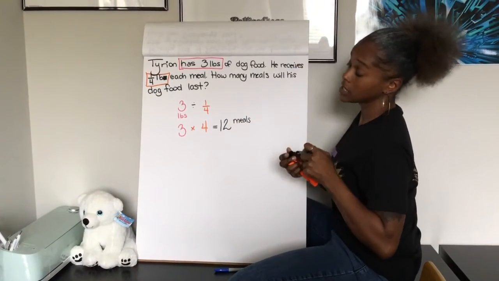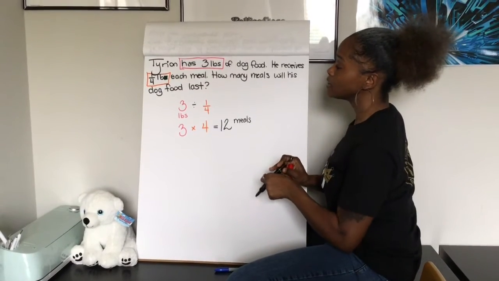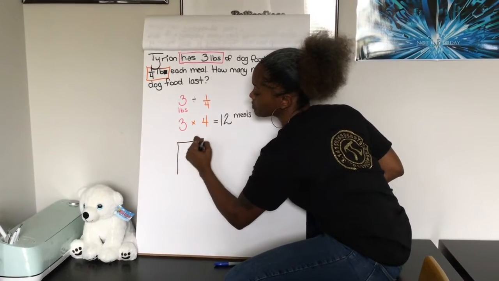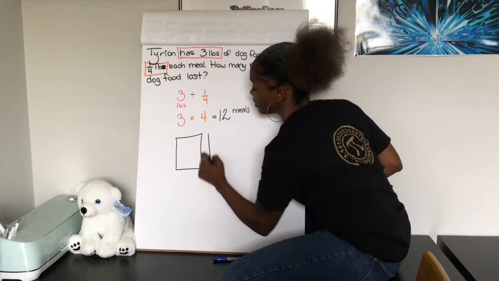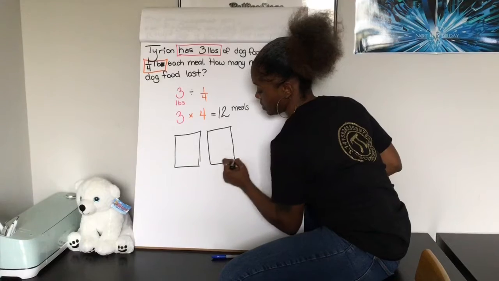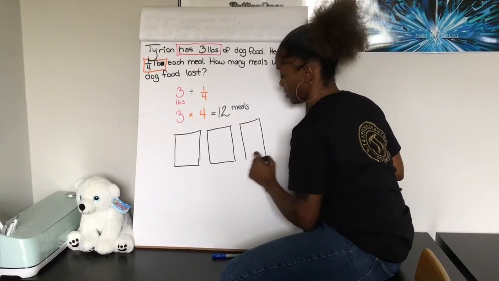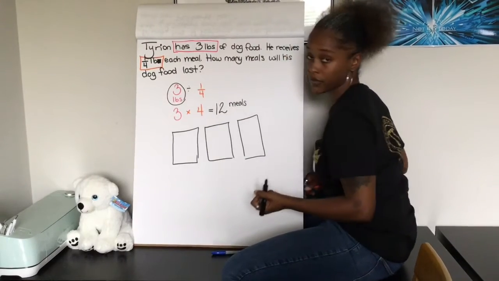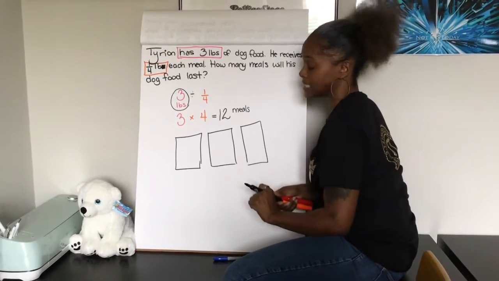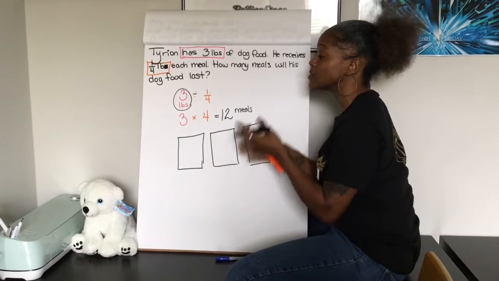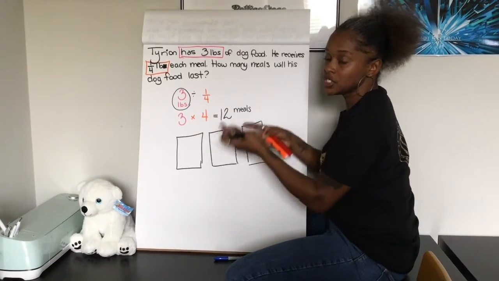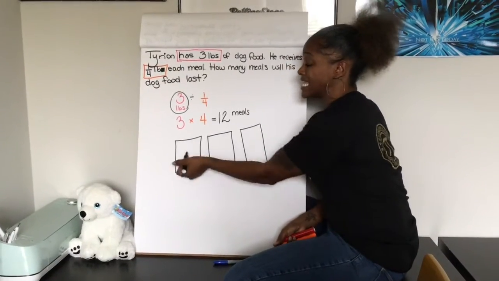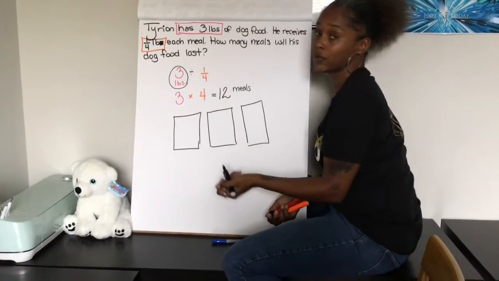Don't believe me? Let's look at a picture. So if we go back to the problem, it said that Tyrion has 3 pounds of dog food. Here's my first pound. Here is pound 2. And here is pound 3. Again, 1, 2, 3. There's our 3. And then my problem said that we're going to make sure that he receives 1/4 each meal. So I need to go ahead and I need to partition each of these pounds into fourths.